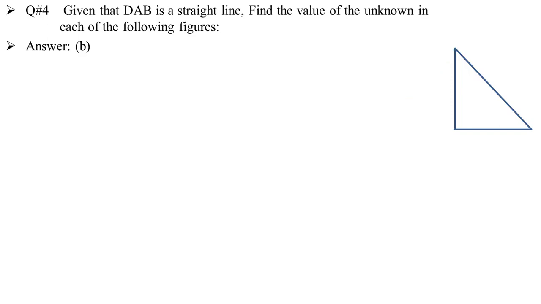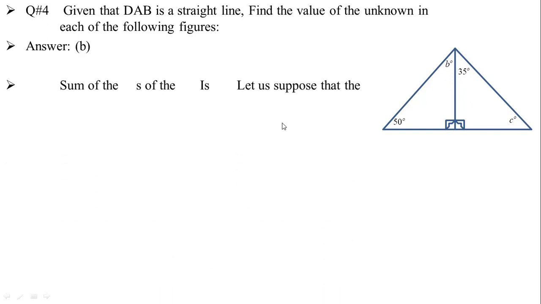Here there are two right angle triangles, the first right triangle and the other right triangle. So we can write that in this diagram there is one right angle and here another right angle. Now the remaining angle is 50 degrees. Similarly the unknown angle is B degrees. And in the other triangle one angle is 35 degrees and the other remaining angle is C degrees. Here the unknown angles are B and C degrees.